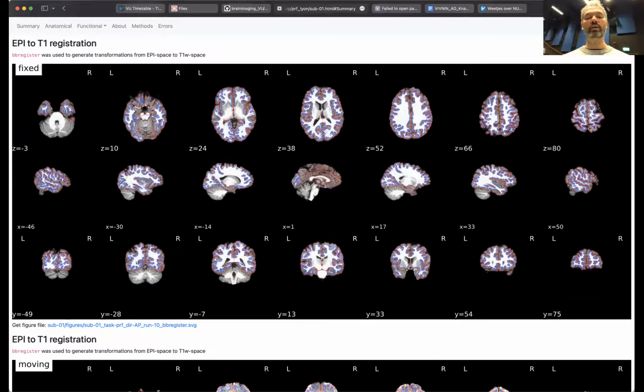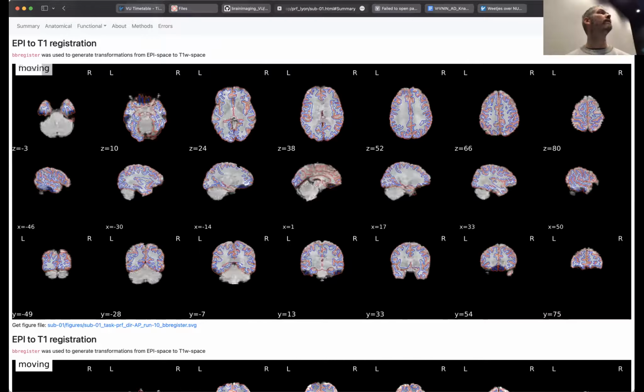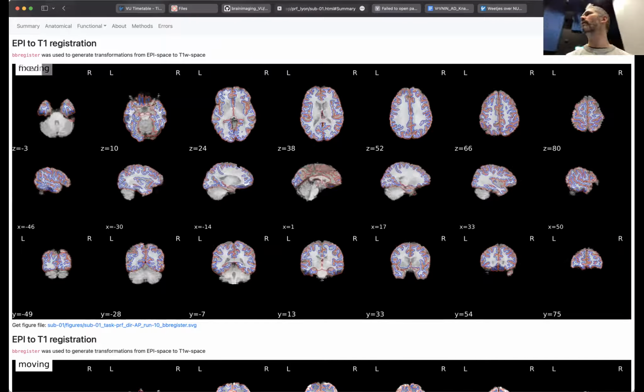Now, what you see here is the effect of that boundary-based registration, the result of it, and you see that they are beautifully overlaid. This is probably better than what you can do by hand. You can actually make a little video game type thing where you rotate the functional data to align with the anatomical data. You can do that pretty well, but this is doing so in a much more principled way. And so this is better.